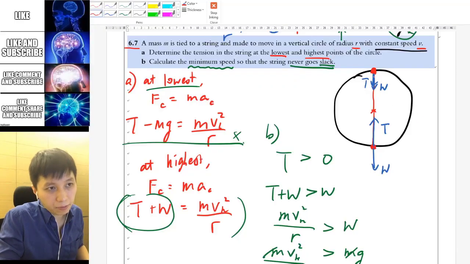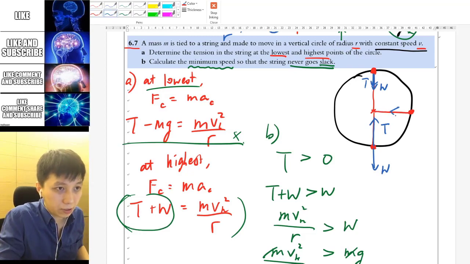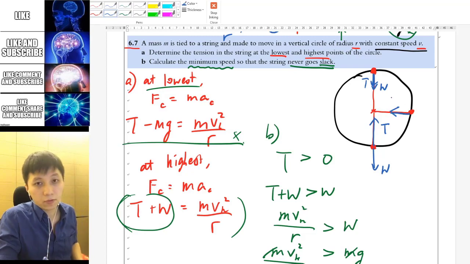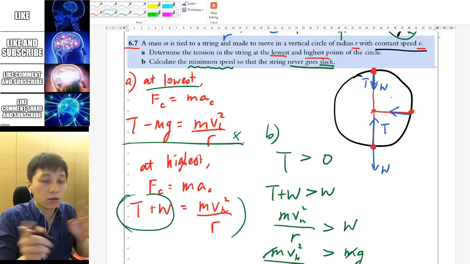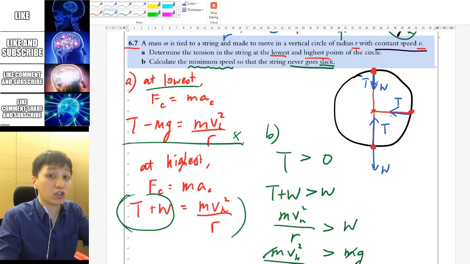Think about the other positions in this circle, other than the top and the bottom. For example, like here on the right. The string will be like this, and you will have the force, which is tension, along the string. Tension is always along the string, so this is the direction you can have, pointing to the center, which is good.